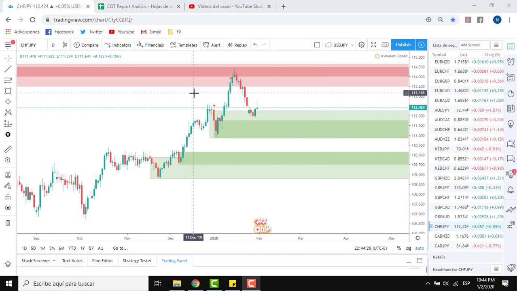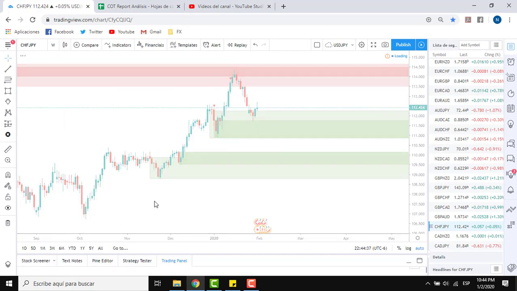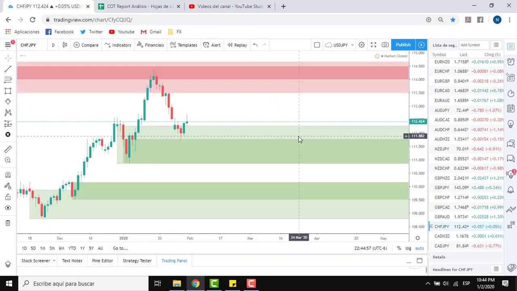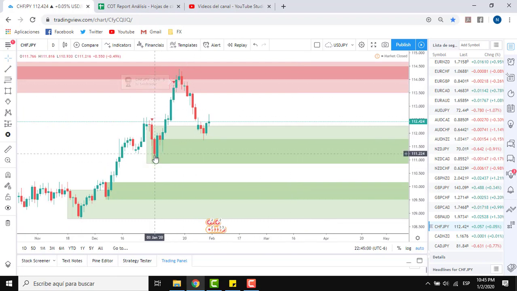This is CHFJPY, and what I see on this chart is that right now the price is at a weekly demand zone. For those who trade supply and demand, you will understand this concept much better. We have a very nice imbalance here, but on the daily we can see it much better. See this rally, base, rally, we have this imbalance, and then price is getting back to the level, and we are supposed to buy here.